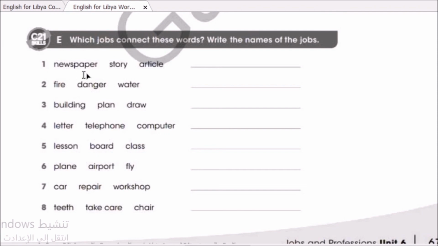Number 1, newspaper, story, article. What do you think it is? Very good. Editor, maybe. Or a reporter. Good. Number 2, fire, danger, water. Very good. We have firefighter. Number 3, building, plan, draw. Very good. We can say engineer or architect.